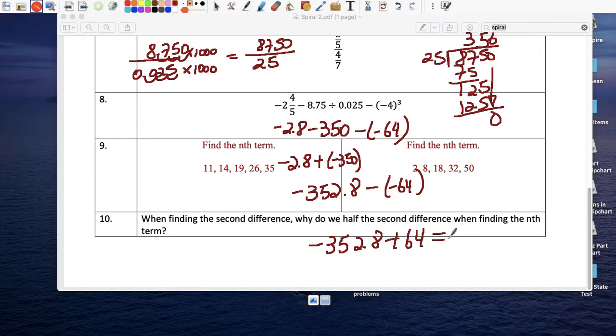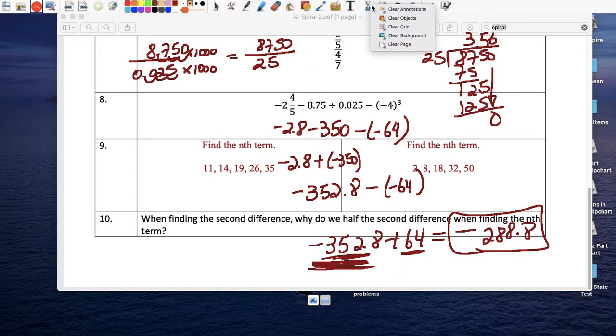So the absolute value of this one here is definitely bigger. So we know that my answer is going to be negative, because from this absolute value, I'm going to take 64. So 352.8, from that I'm going to take 64, and that's going to leave me with 288.8, if I did it correctly.